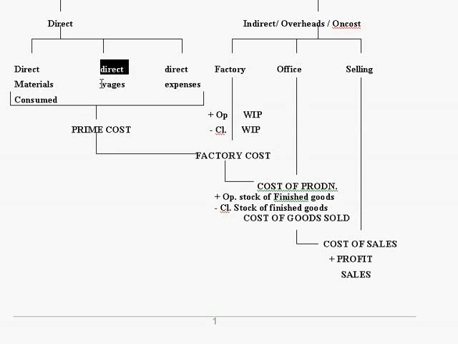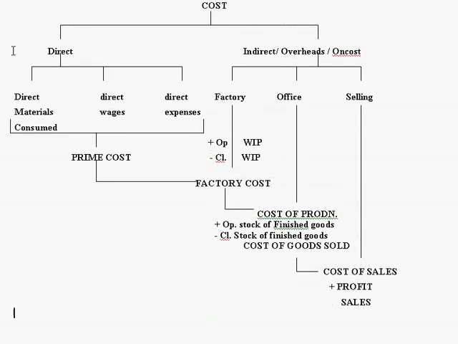The other names for direct wages: direct wages are also known as manufacturing wages, manufacturing activity wages, productive wages, or simply wages. Sometimes they are just called wages. That's it. Factory, you can replace the word factory with works. So just like factory cost is called works cost, factory overheads is also called works overheads. Is that fine? Are all these things clear?